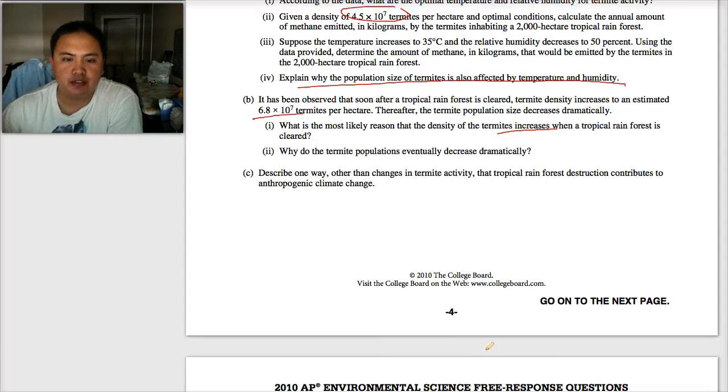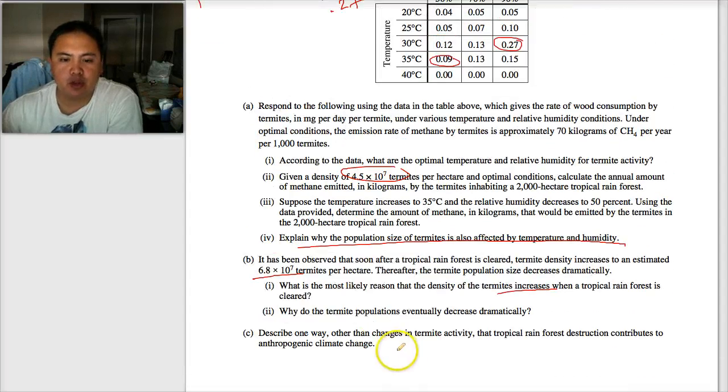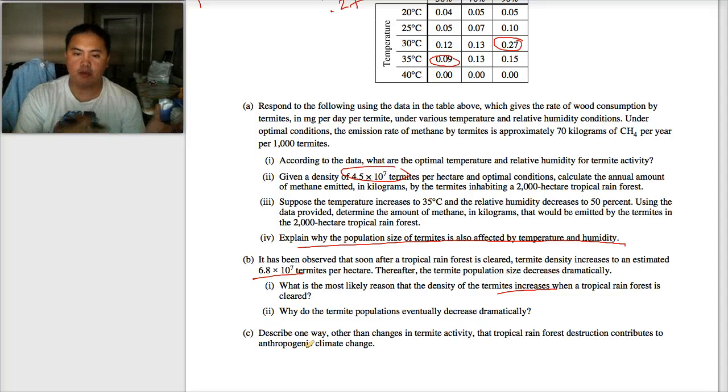And then letter C, last question, says describe one way, other than changes in termite activity, that tropical rainforest destruction contributes to anthropogenic climate change. You may have forgotten what anthropogenic means. That means man-made. So it says describe one way in which, if we destroy the rainforest, we have more global warming. Okay. They use climate change because remember the globe warms in some places and gets colder in other places.